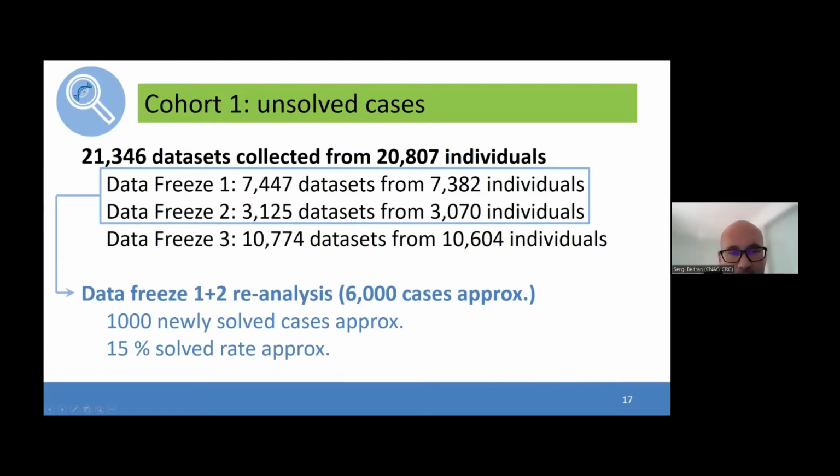Currently, from cohort 1, these unsolved cases in which we are collecting a lot of data, we have already 21,000 data sets collected. And from the analysis of the first 2 data freezes, which is about 7,000 experiments from 6,000 families, we have already solved about 1,000 new cases, which is about 15% solve rate only by reanalyzing data within the consortium and also by the groups themselves using the different tools that we provide and also their own tools.